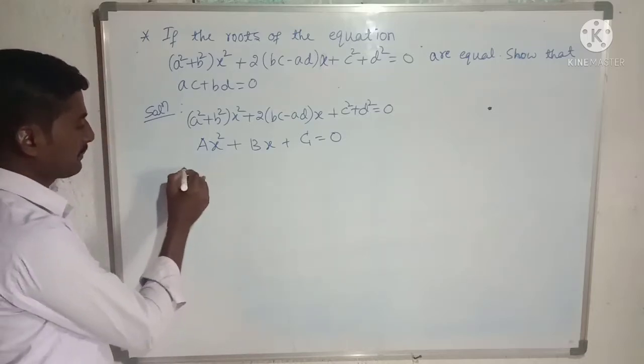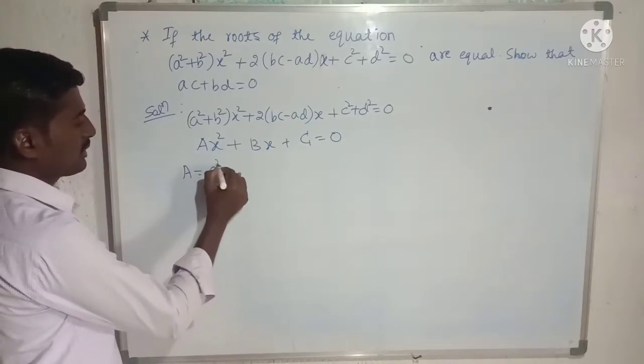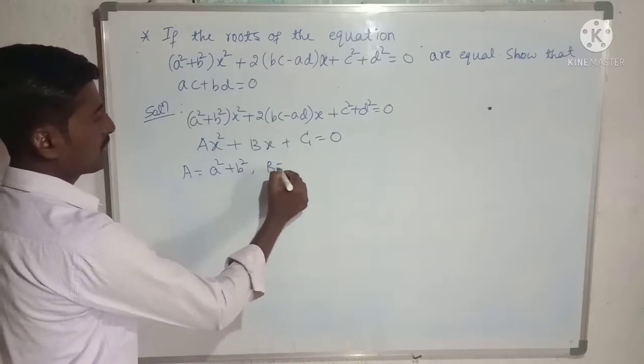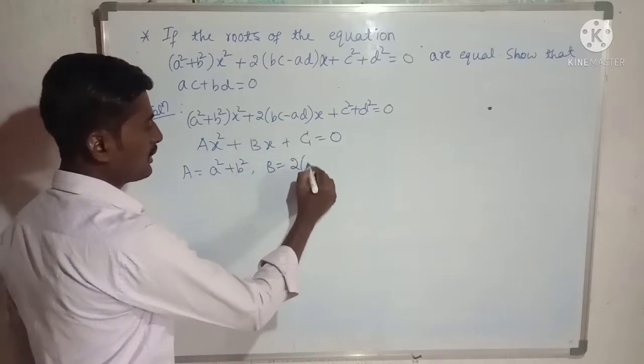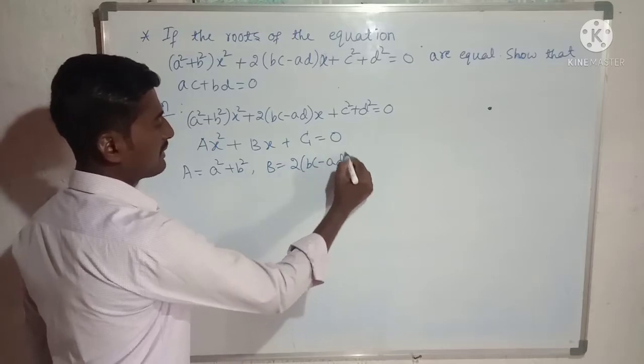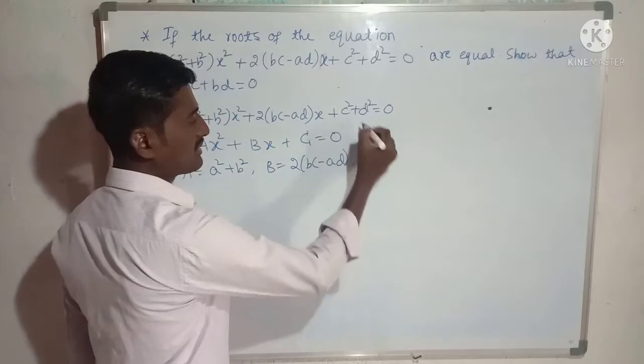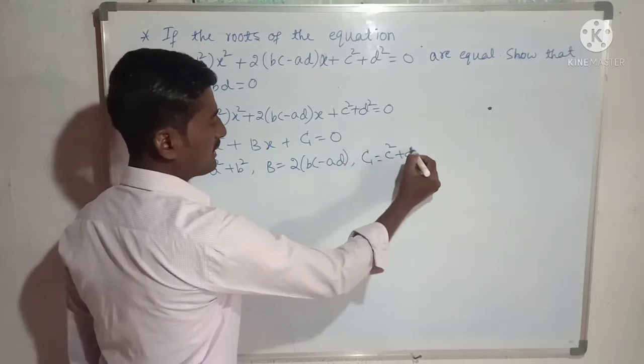Now here capital A is nothing but a square plus b square. And now capital B is nothing but 2 into (bc minus ad). And one more, capital C, it is nothing but small c square plus d square.